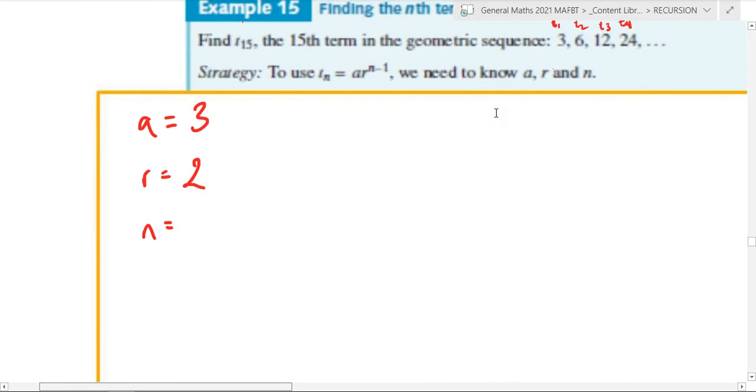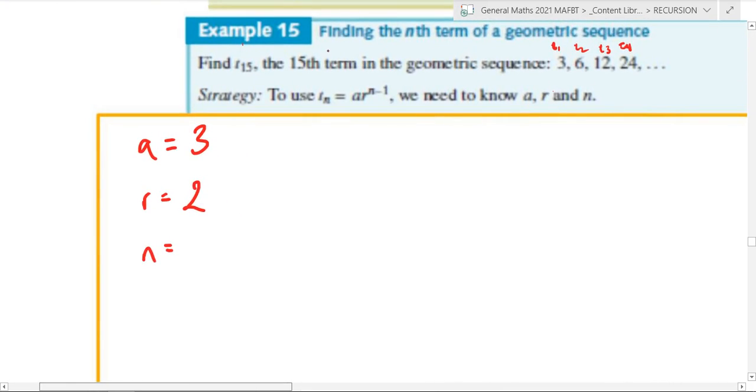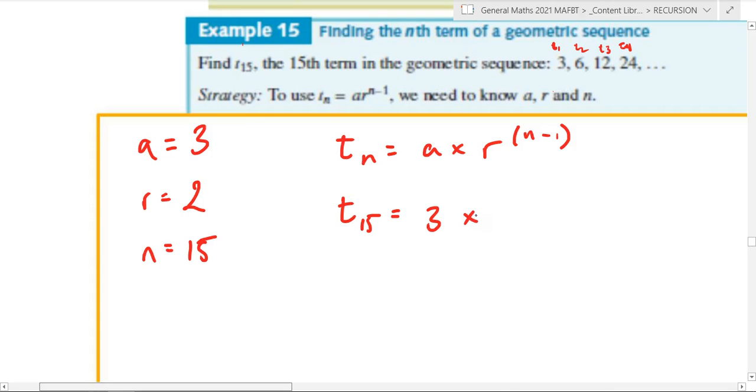And N, remember, is the term number we're looking for, and it tells me in the question that the term number is 15. So with my formula, Tn equals A times R to the power of N minus 1, I'm looking for the 15th term. So the 15th number is equal to the first term, 3, times the ratio of 2 to the power of 15 minus 1. Just make sure that you understand it's to the power of and not multiplied by.